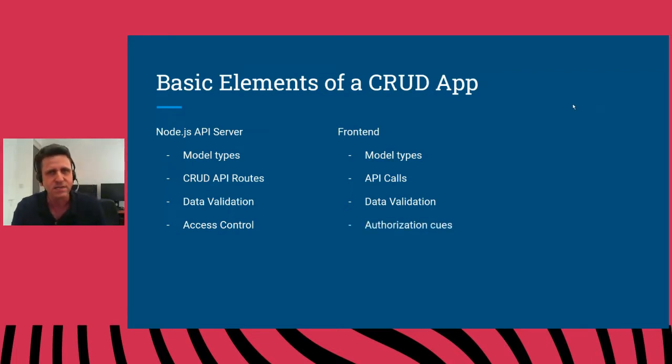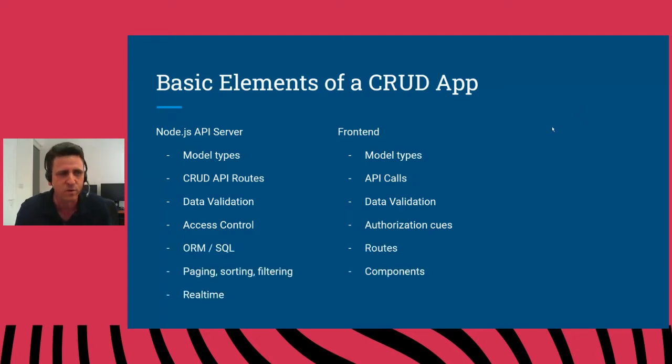But what's interesting is a lot of the time we also need these rules to be reflected in our users' screens and interfaces, because if they're not allowed to perform an operation, this usually means they can't either see a button or use a button, or it's disabled. So there's authorization cues on the front end as well. And then there are other things going on in your backend, such as SQL calls or using an ORM. Paging, sorting, and filtering is almost always necessary. Real-time is sometimes required and a nice addition.